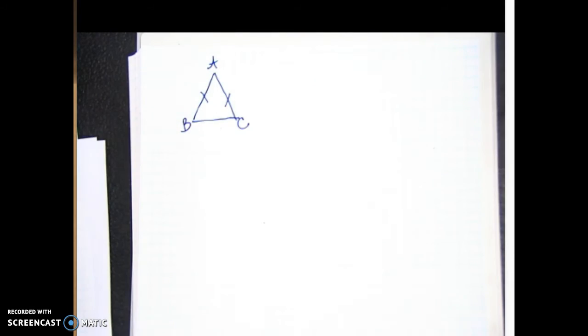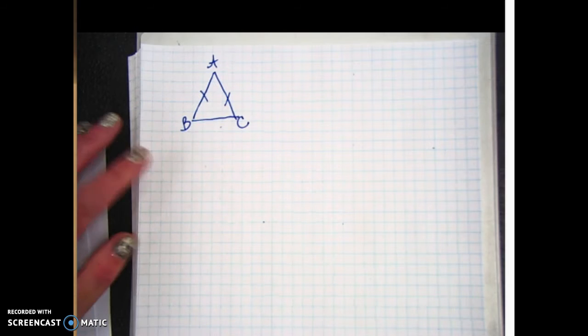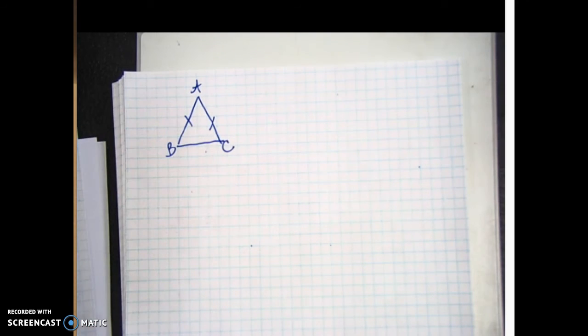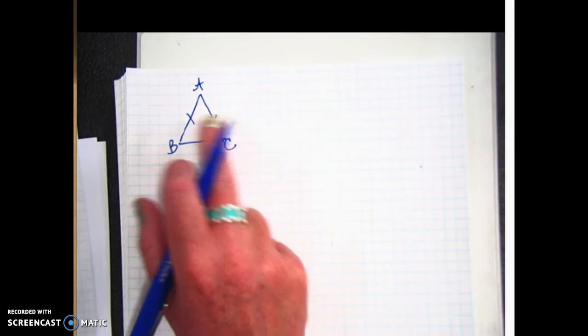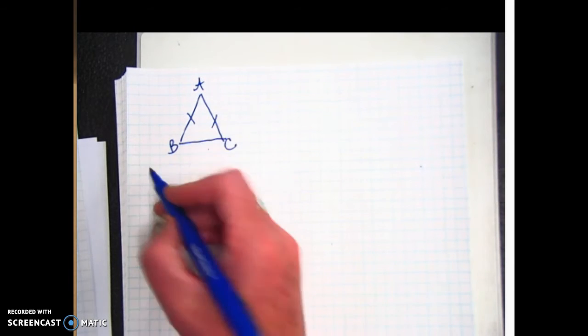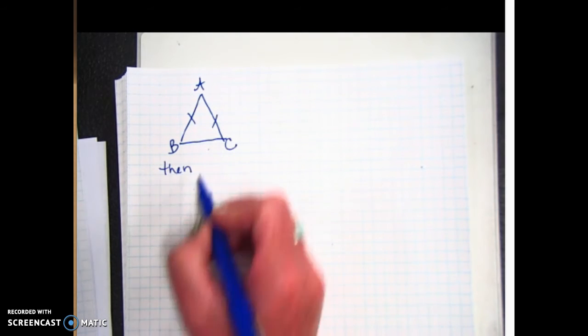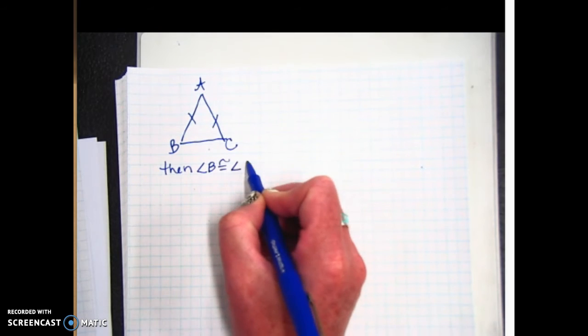The first day of chapter 4, we drew the classification of the different triangles, and one of them was an isosceles triangle, which had two congruent sides. So you put the little tick marks on them. This theorem says that if it's an isosceles triangle and those two sides are congruent, then the base angles are going to be congruent. So angle B is going to be congruent to angle C.